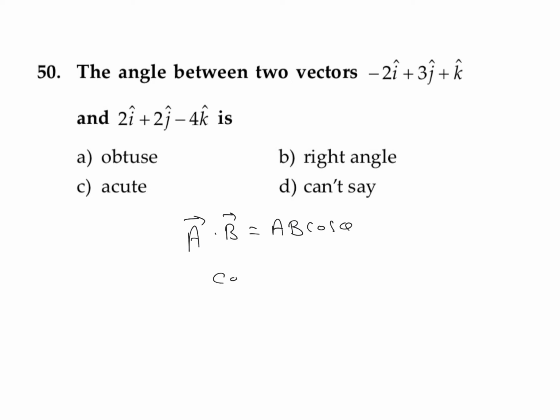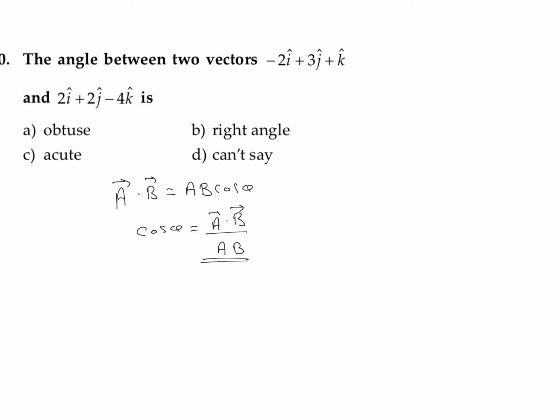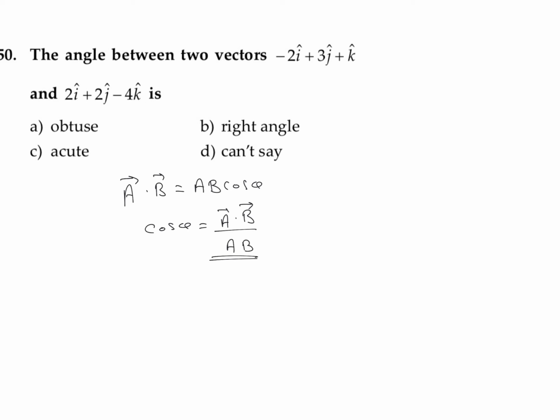So we can write the value of cos theta as equal to a vector dot b vector divided by magnitude of a and magnitude of b, which will give the value of cos theta. From that we can find out the value of theta. But in the question, you can observe that they are not exactly asking the value of the angle, but they are just asking to find out whether it is an obtuse angle or an acute angle.